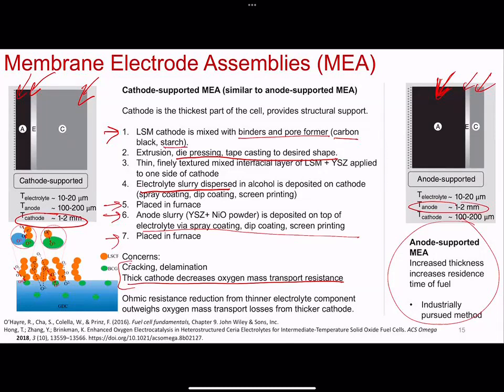Yes. Is it supposed to be increases the oxygen mass transport resistance? Yes, thank you. That would make it a concern, not decrease. If you decrease resistance, that is an advantage. Thank you.